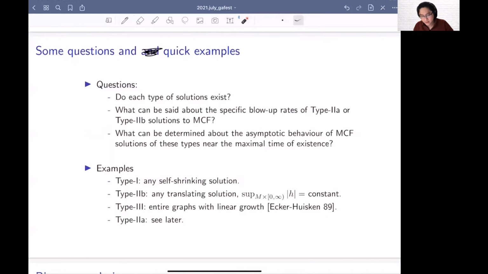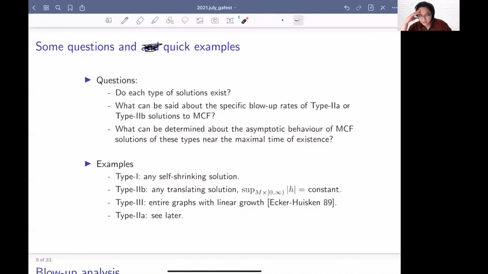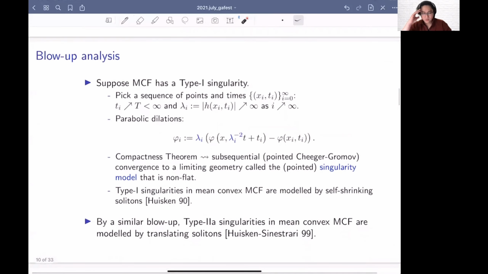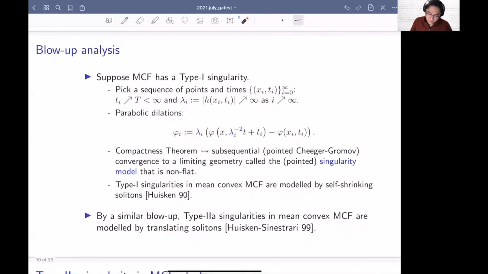Okay? And having given these examples, let me also say a bit more about this question, because it is basically asking how we understand singularities for mean curvature flow. So this brings us to the topic of blowup analysis. And what does it say? Well, the rough idea is the following. Suppose the mean curvature flow has a type 1 singularity. What can we do? We can pick a sequence of points and times, and because it has a singularity, we definitely find such points and times where the curvature blows up.